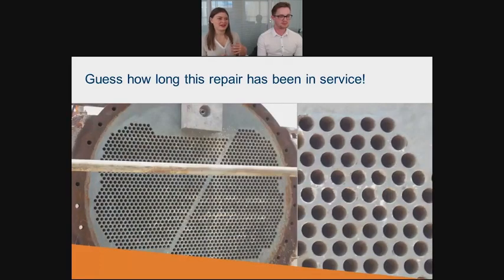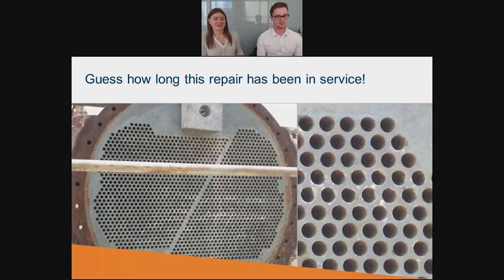So before I talk a little bit more about this application, question for the audience. Can you guess how long this repair has been in service? If you can guess, please type your answers in the chat, please. So how many years has this tube sheet repair lasted?